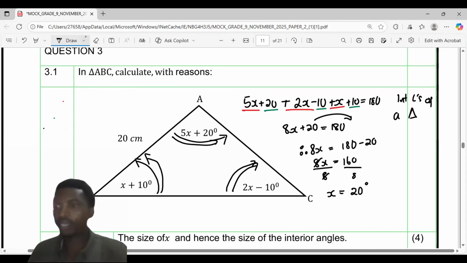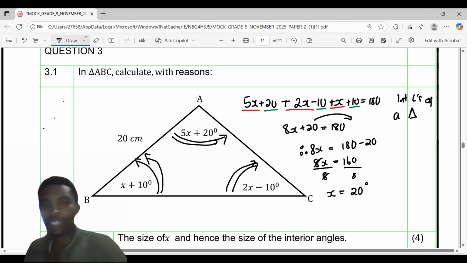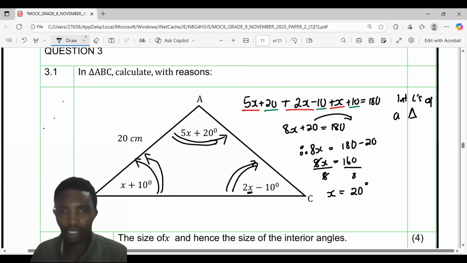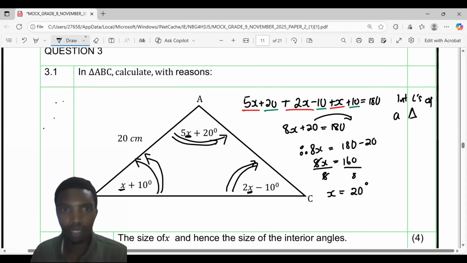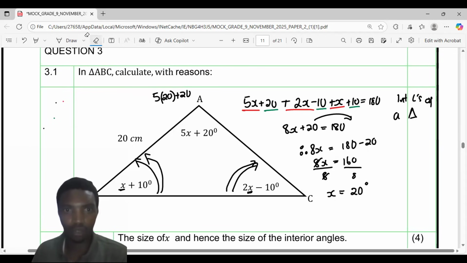But again, remember, in this case we only know how much x is. We don't know how much the angles are. So now let us find how much those angles are. For the first one, we have 5 in the place of x. We're going to have 5 times 20 plus 20 for that first rotation, which is going to give you 120. So here is 120 degrees.